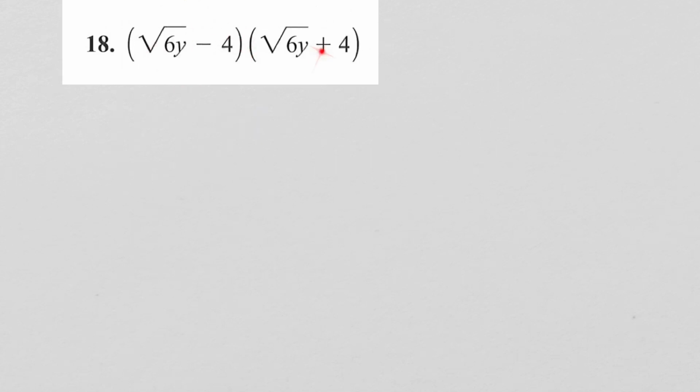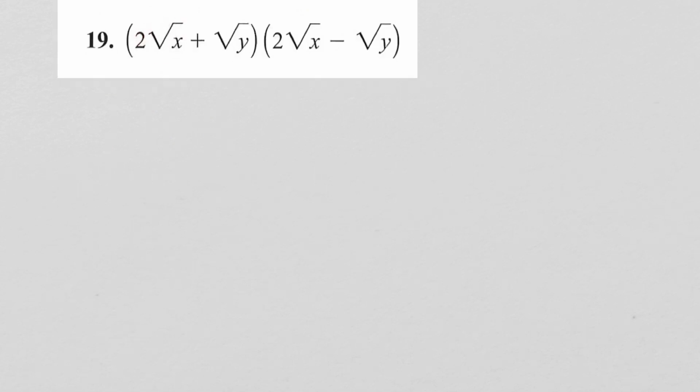These binomials are conjugate pairs. So when you multiply conjugate pairs, you get the square of the first thing, which is 6y, minus the square of the second thing, which is 16. Those are not like terms. They can't be simplified, and that's it.